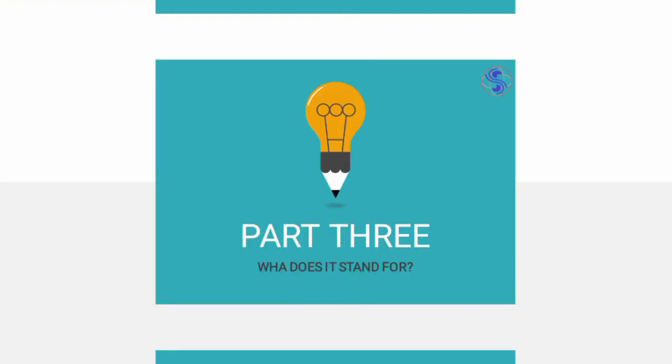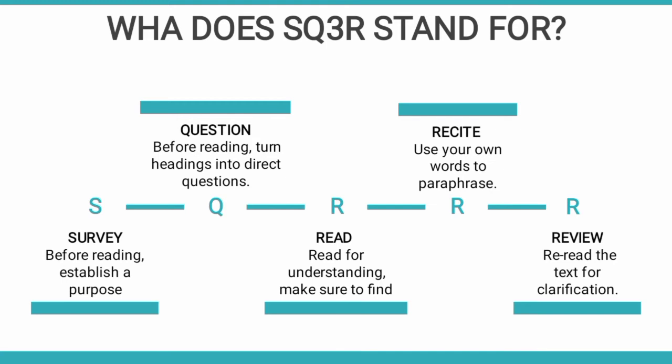What does SQ3R stand for? So S stands for survey, Q stands for question, R stands for read, the second R stands for recite, the last R stands for review. So we're going to look at this in depth, but these are just some of the summaries that would help you try and remember what we were talking about.